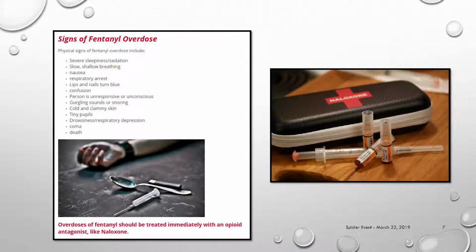And I thought it was probably worth showing you, if you work with anyone who's at risk or who's using substances, youth buying street drugs, it'd be worth knowing the signs of an overdose. I'm not going to list them all, but lips and nails are turning blue, the breathing's really shallow or not breathing, tiny pupils, cold, clammy skin.